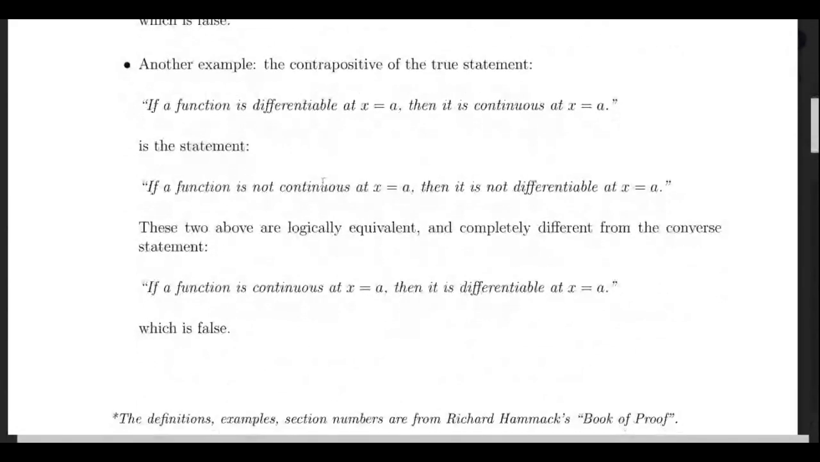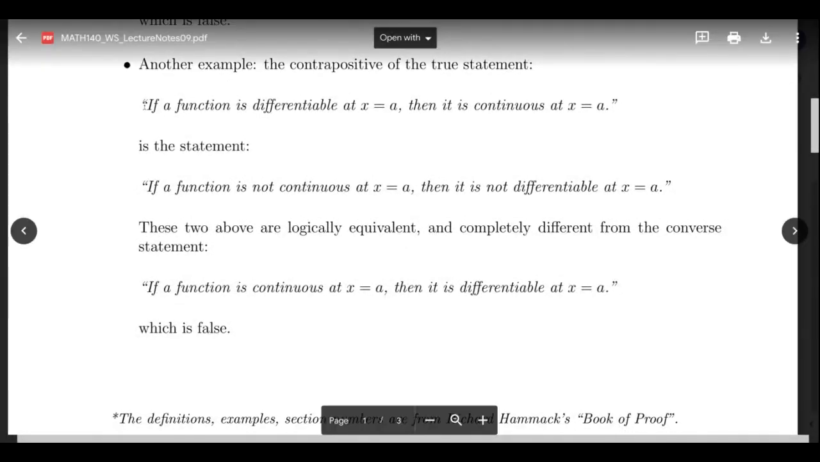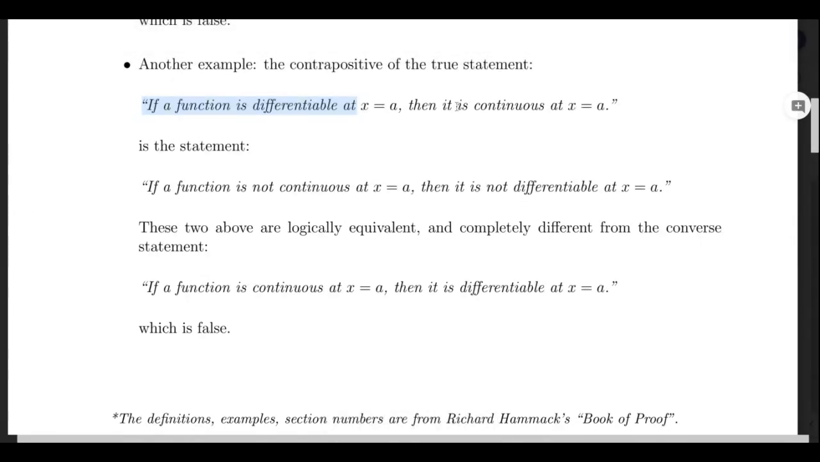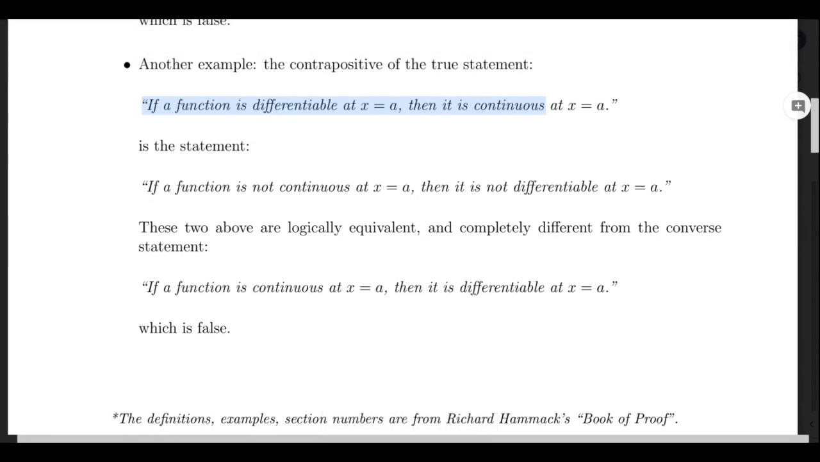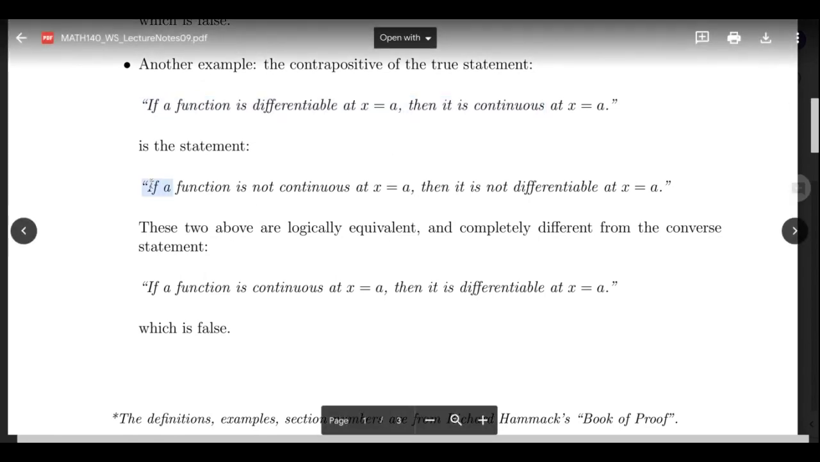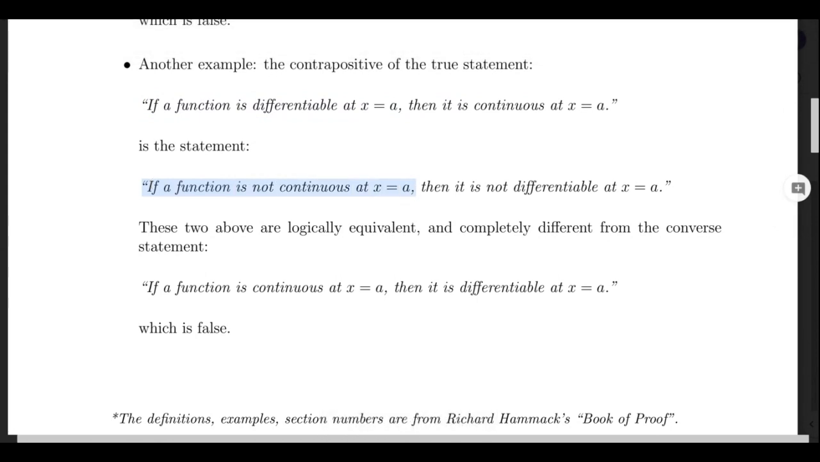Okay. Let's see another example. If a function is differentiable at a point, let's say this point is x equals a, then it's continuous at the point. So this is a true statement. Its contrapositive is saying if a function is not continuous at a point, then it's not differentiable at this point. Also, it's true.